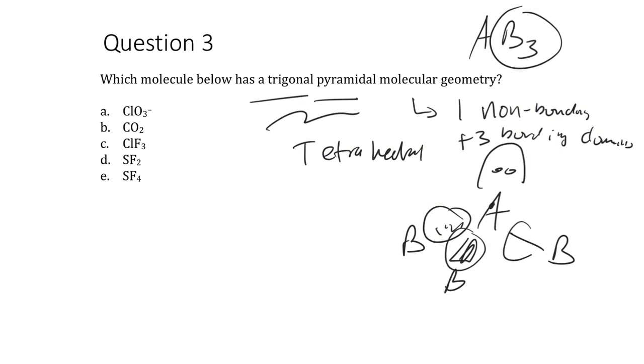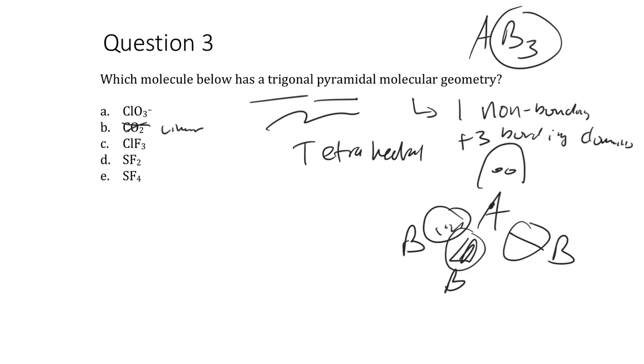Now these domains here can be double bonds or single bonds, they just have to be 3 bonding domains. So we're looking for an AB3, so we can rule out CO2. We already saw things like CO2 and CS2 from the previous example. So we've seen things like this.